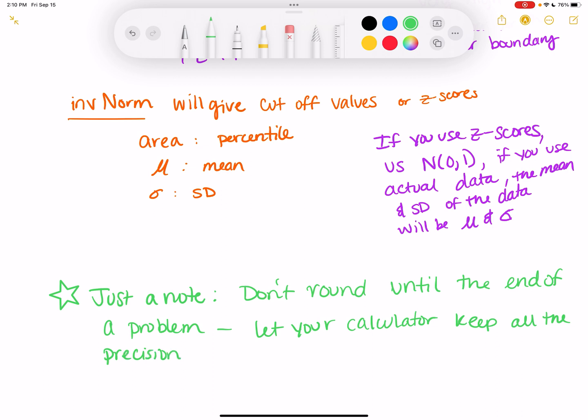So if you hit second vars and you go down to INV norm, the area is whatever percentile. So ours was 90. Mean was 500. Standard deviation was 100. You're going to paste it. Is it error? Oh, hold on.